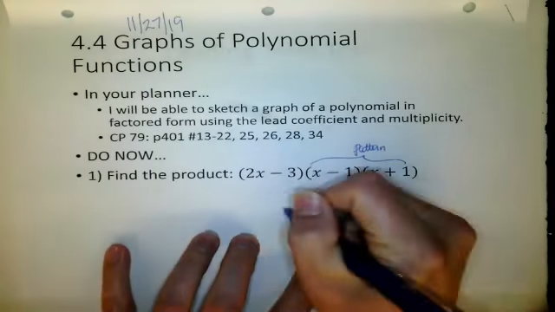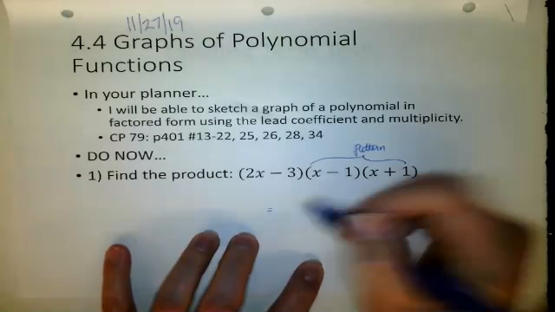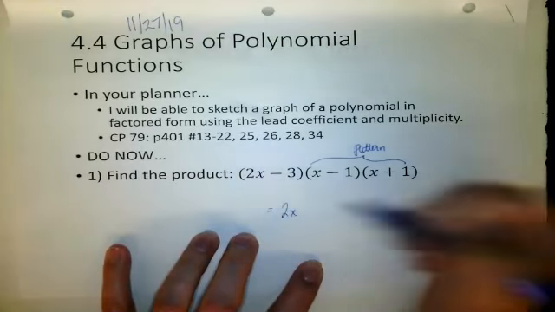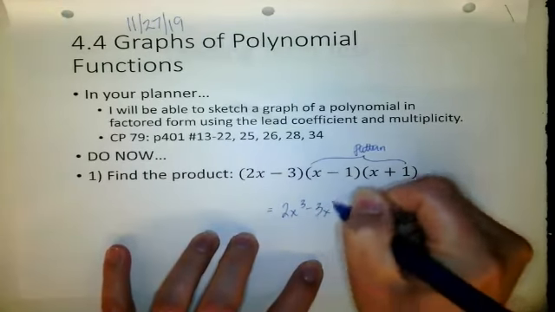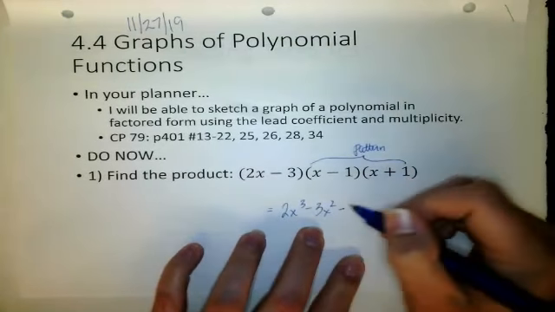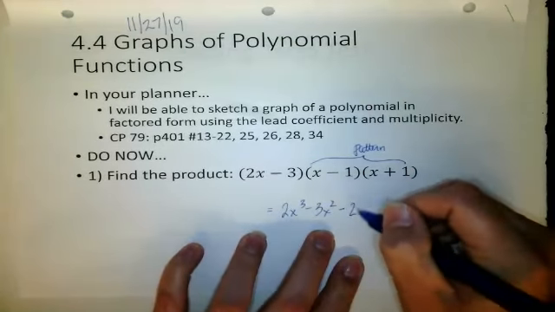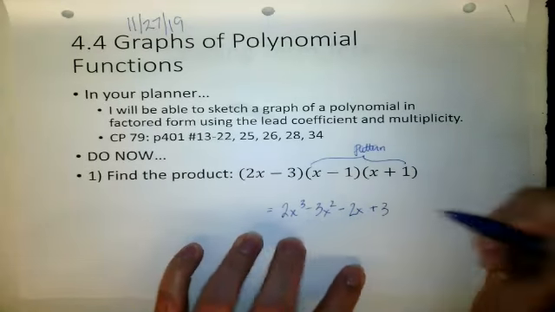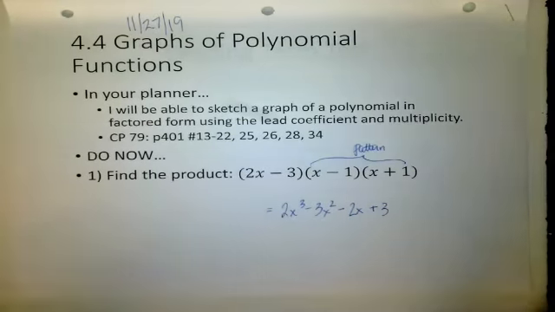Okay. What did you guys get when you multiplied all this together? 2x cubed minus 3x squared minus 2x plus 3. Confirmation all around? Yeah? Okay. Good. So that required a lot of work.